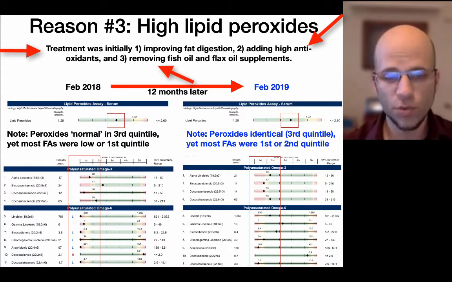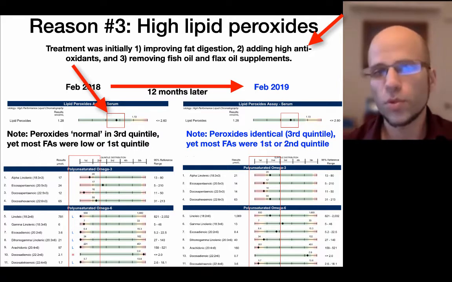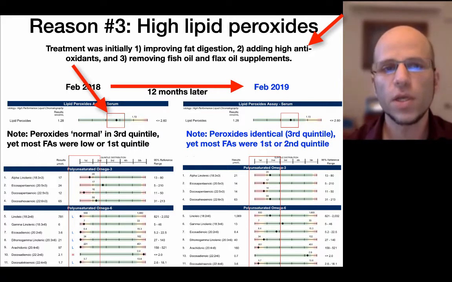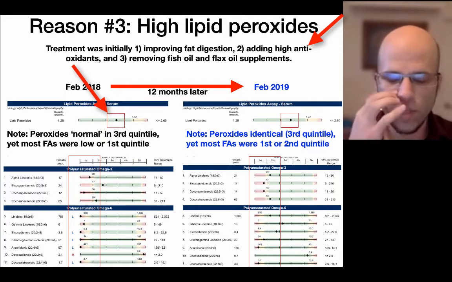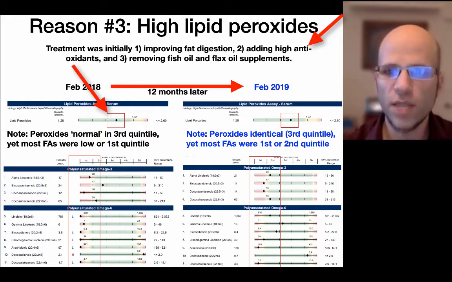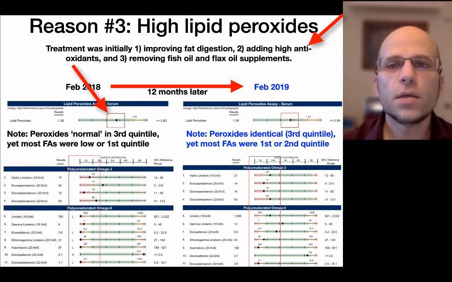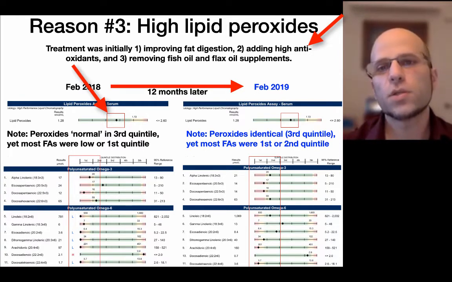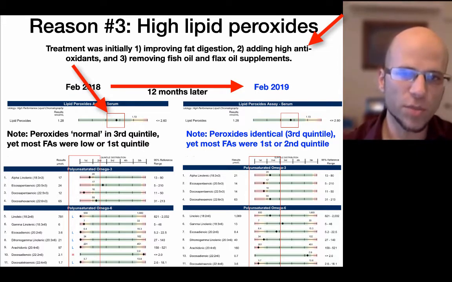Because the other issue we're going to run into is high lipid peroxides. So this is the third reason to pull someone off of fish oils. If someone has high lipid peroxides, that's a typo right there. It should be lipid peroxides, not peroxidase. Lipid peroxides are the measure of how damaged your fats are in the blood.